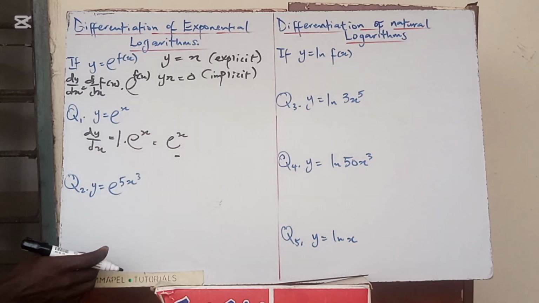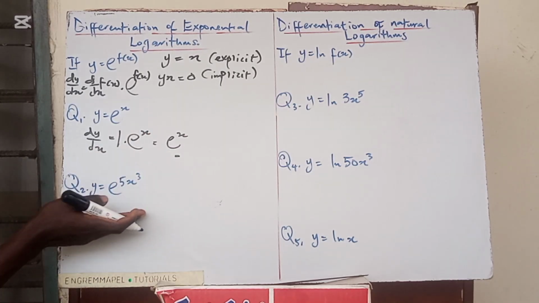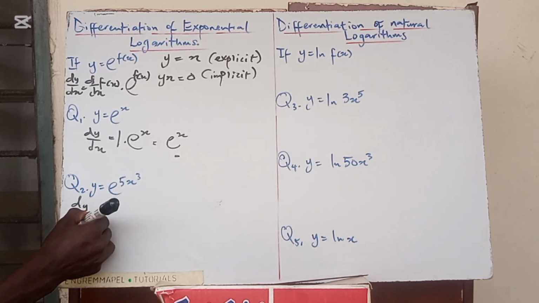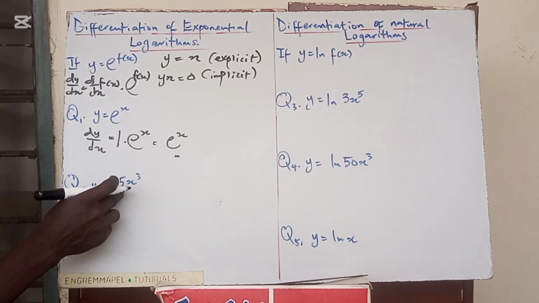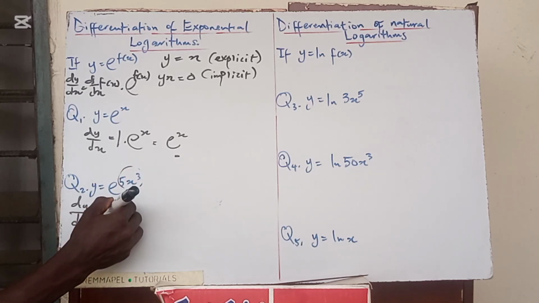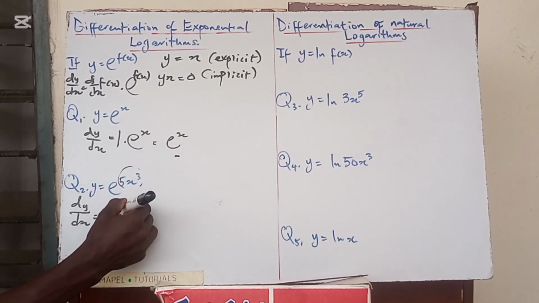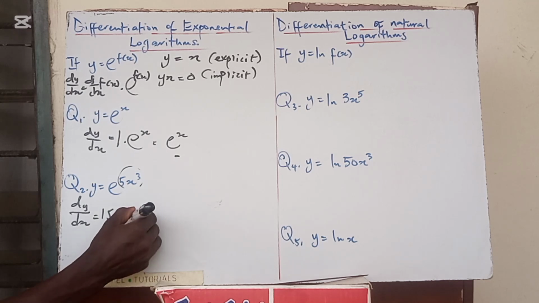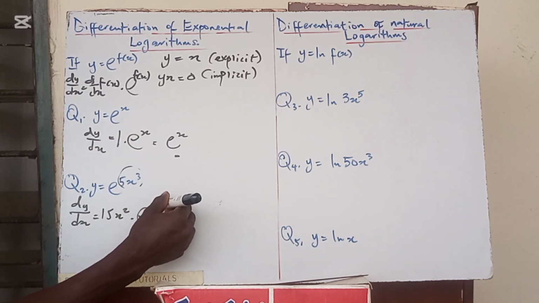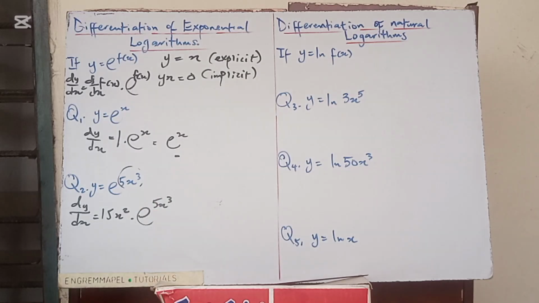So now here, let's come in, differentiate the power, then multiply it by the whole of the function. I'm differentiating this now, our dy/dx will be what? 3 multiplied by 5, that's 15. x raised to power 3 minus 1, that's 2. Then multiply it by the whole of it. That will be exponential 5x raised to power 3. As simple as that. So that's for exponential logarithm.